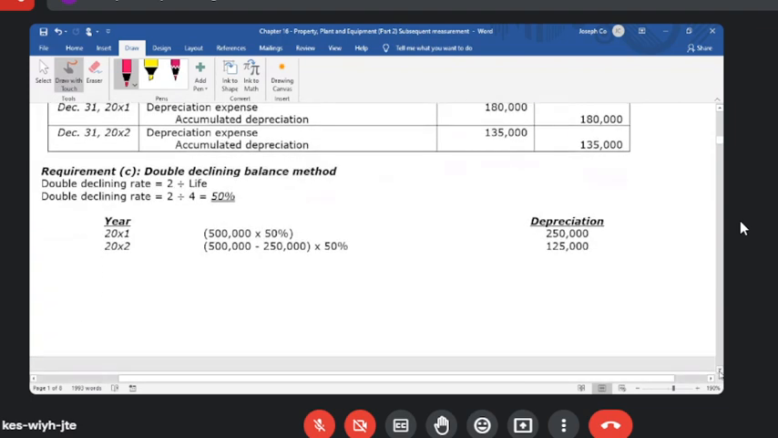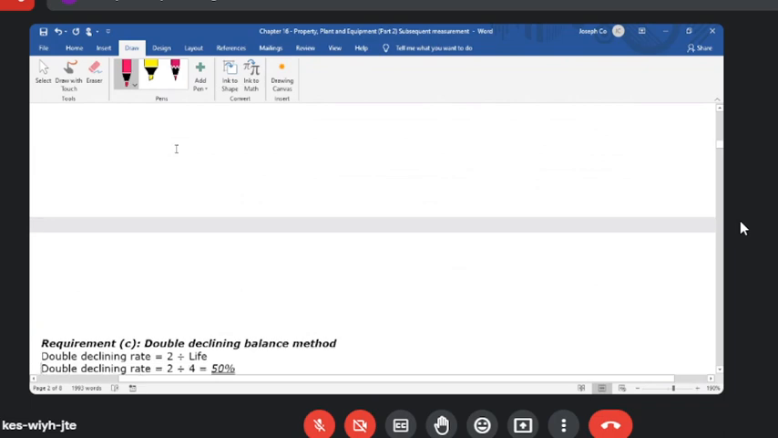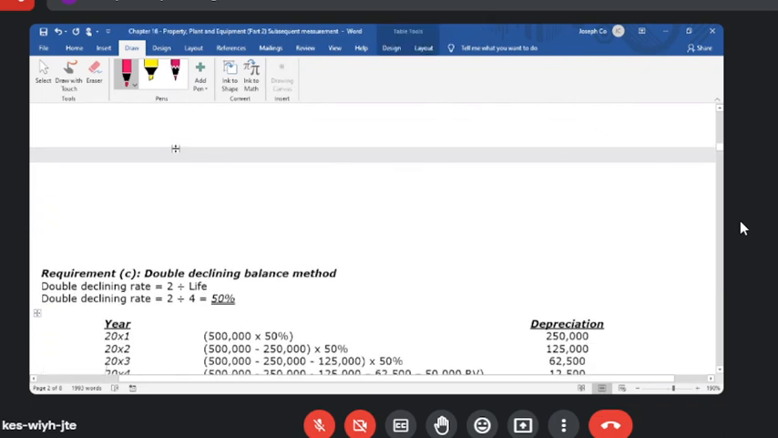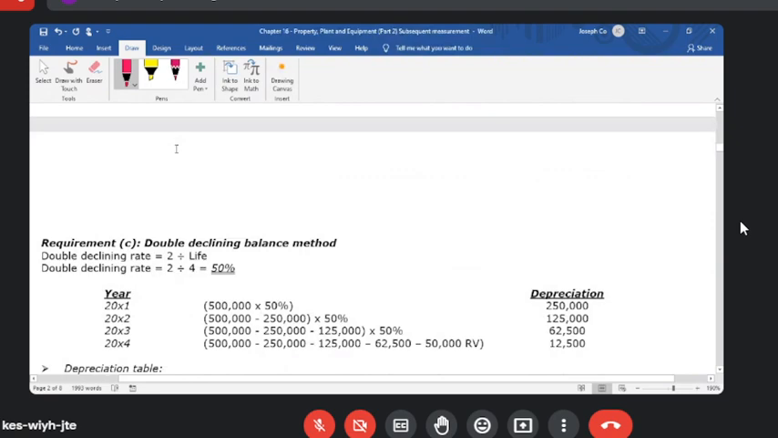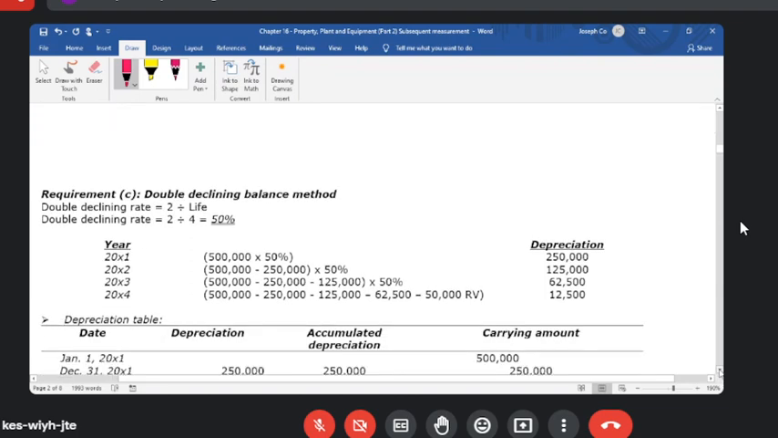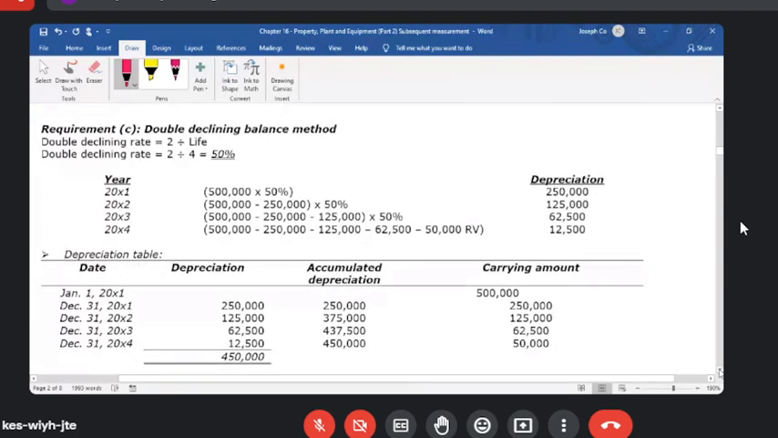And then under the double declining balance method, here we ignore the salvage value, where 2 divided by life is 50% of the historical cost. And then in year 2, 50% of the net book value. In year 3, 50% of the net book value. And in year 4, make sure that the net book value is equal to the salvage value of 50,000. Therefore, the depreciation expense for year 4 is the balancing figure.